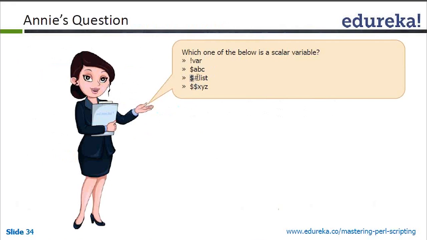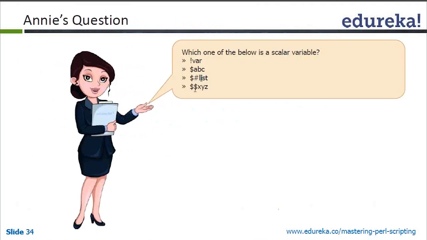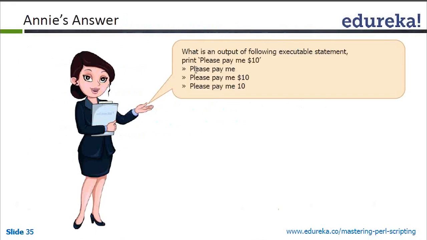Neither are we considering a dollar followed by a hash as a scalar, because if you go to the previous slide, you can see that no special characters can be part of this variable. The only thing is it can start with a $, but it cannot have any other special characters. That is the reason the last two are rejected. And the first one is not even starting with a $, so this is not a scalar variable. The only scalar variable is the second one. So the answer is the second one. I hope I am clear here. I'll move to the next slide.